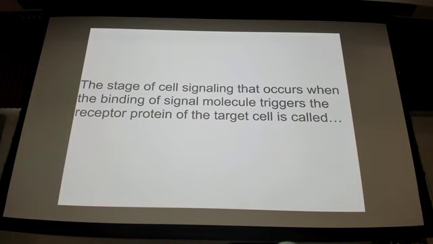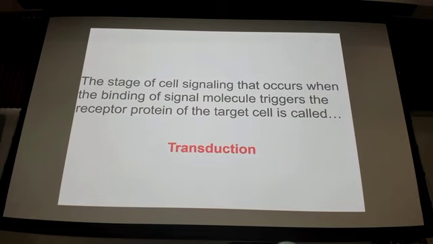All right, can somebody tell me what stage of signaling this is? I know somebody knows in the back. Close. Transduction. Yes. You volunteered, I appreciate you. Yeah, this is transduction.